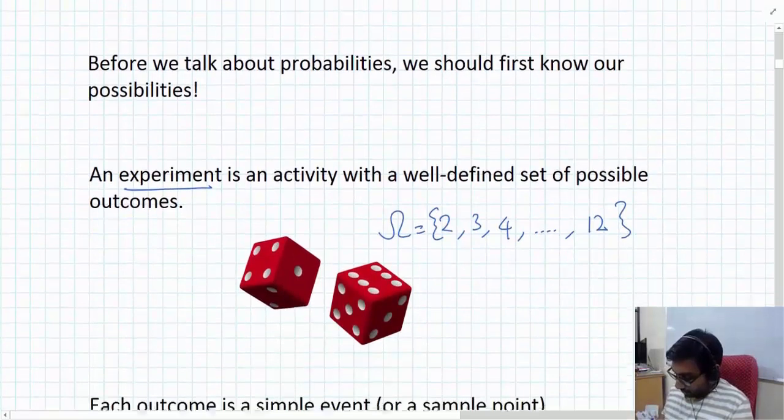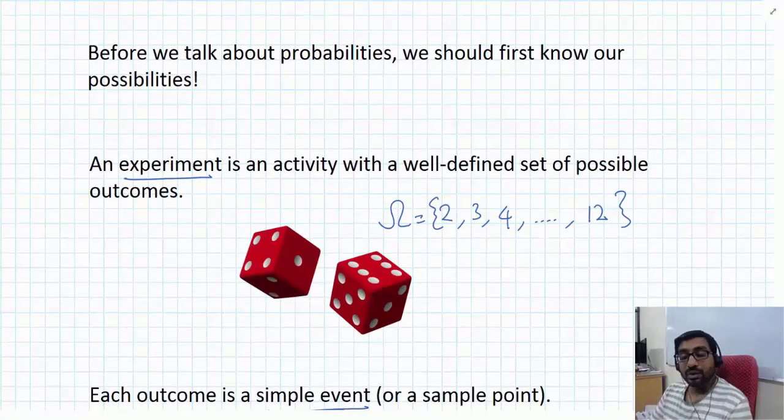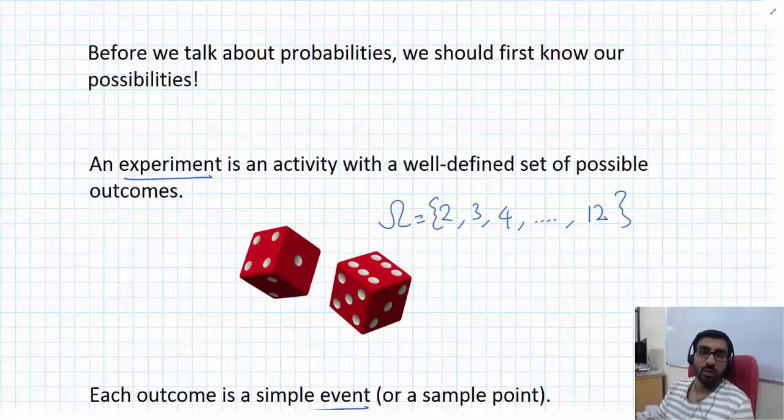Okay, so here's an experiment: rolling two dice. Let's suppose we are interested in the sum of the numbers that occur on both those dice after we roll them. So the possible outcomes are 2, 3, 4, up to 12. Of course, 1 is not possible because both the dice will at least have the number 1 on their faces, so the sum is at least going to be 2.